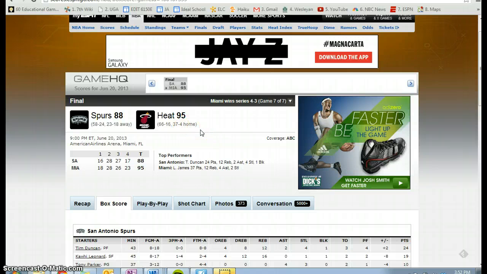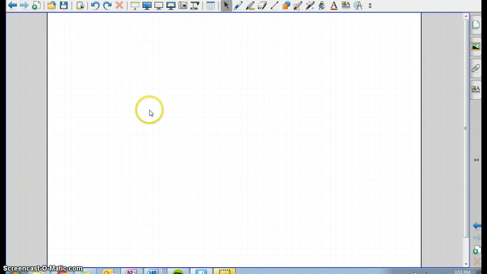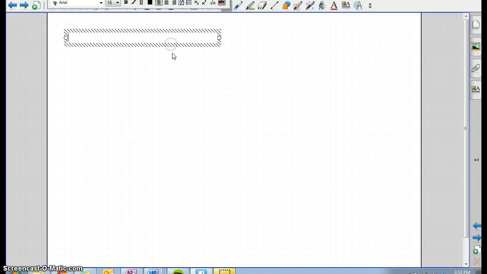Now, as I think about this word problem, there's a couple different things I could do. The team won 66 games. They lost 16 games. Okay, so a couple things I could do. I could add those two together, 66 plus 16, and that gives me 82. So if I was writing a word problem, okay, I could simply say this. Okay, you know, let me move this down here.